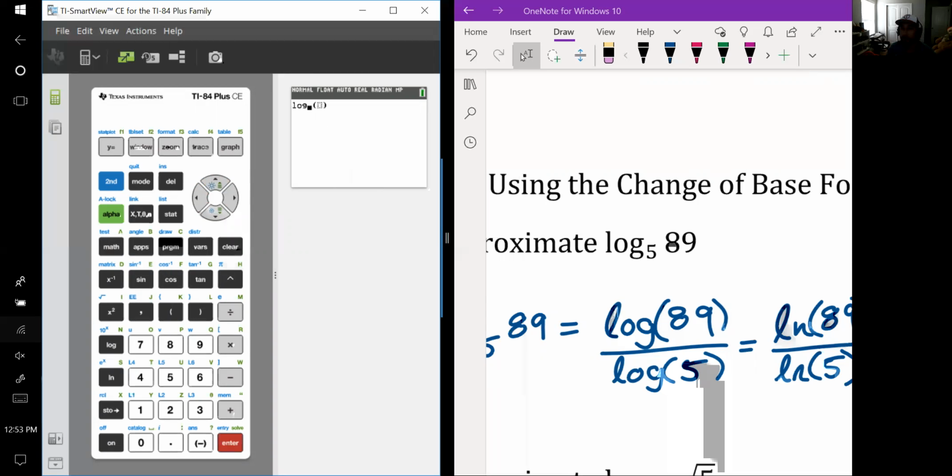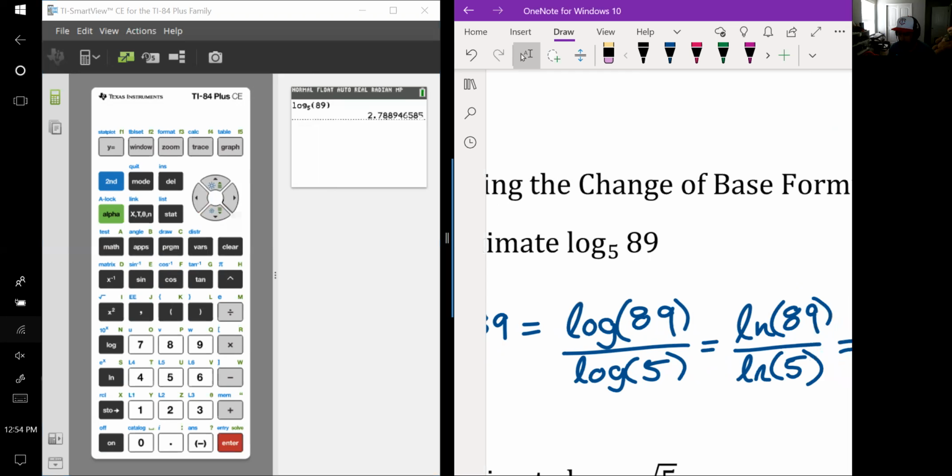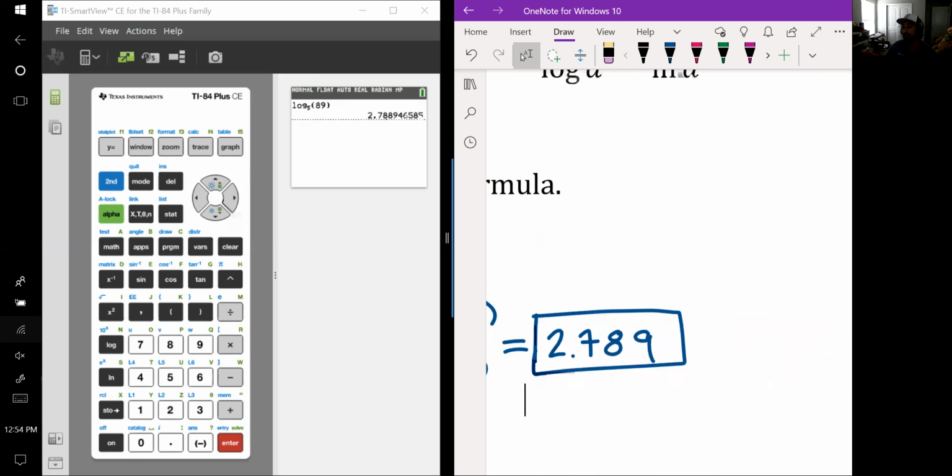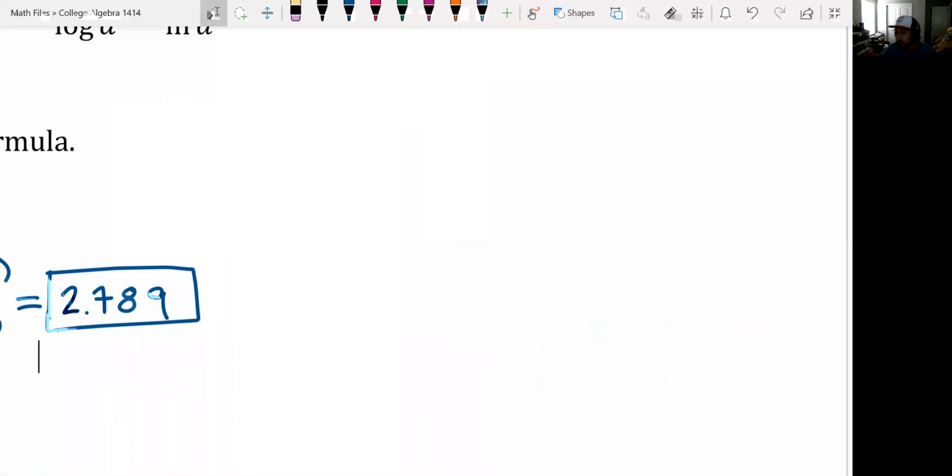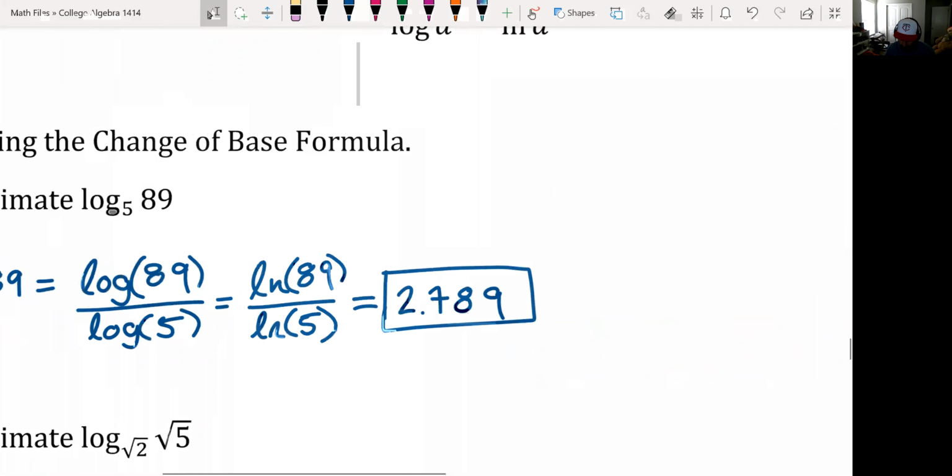Hit enter, and look at that. It says type in your log base and type in the number. We'll see log base 5 of 89 and hit enter. What do we get? 2.789. Oh my goodness. Life is easy. But remember, you still must use change of base. Just do it. Like I said, don't let the calculator do everything for you. Okay.